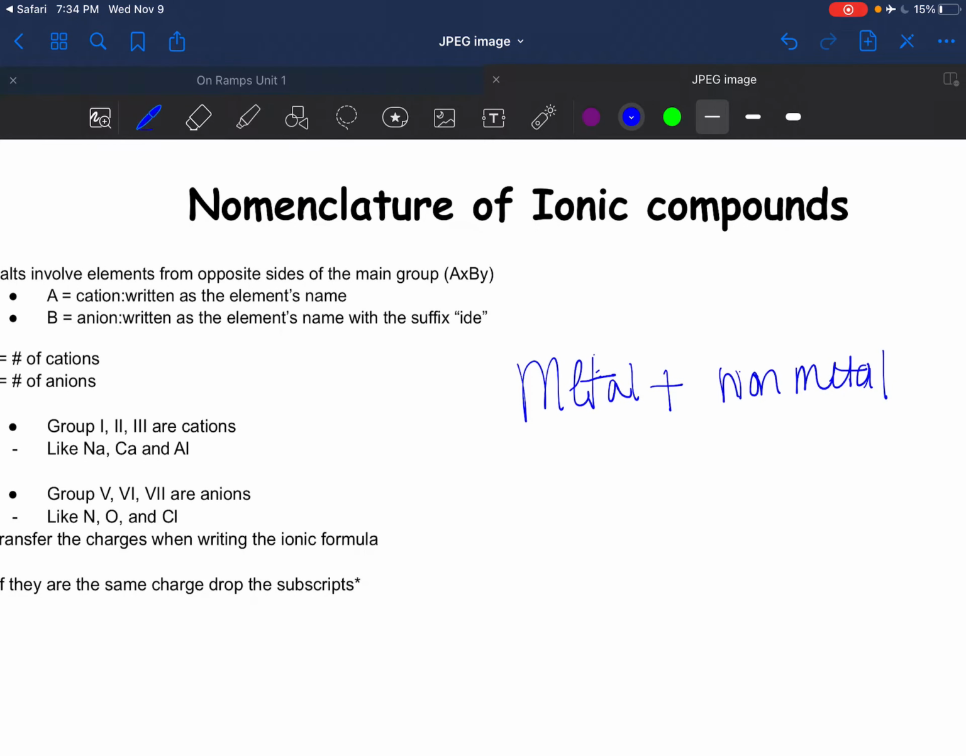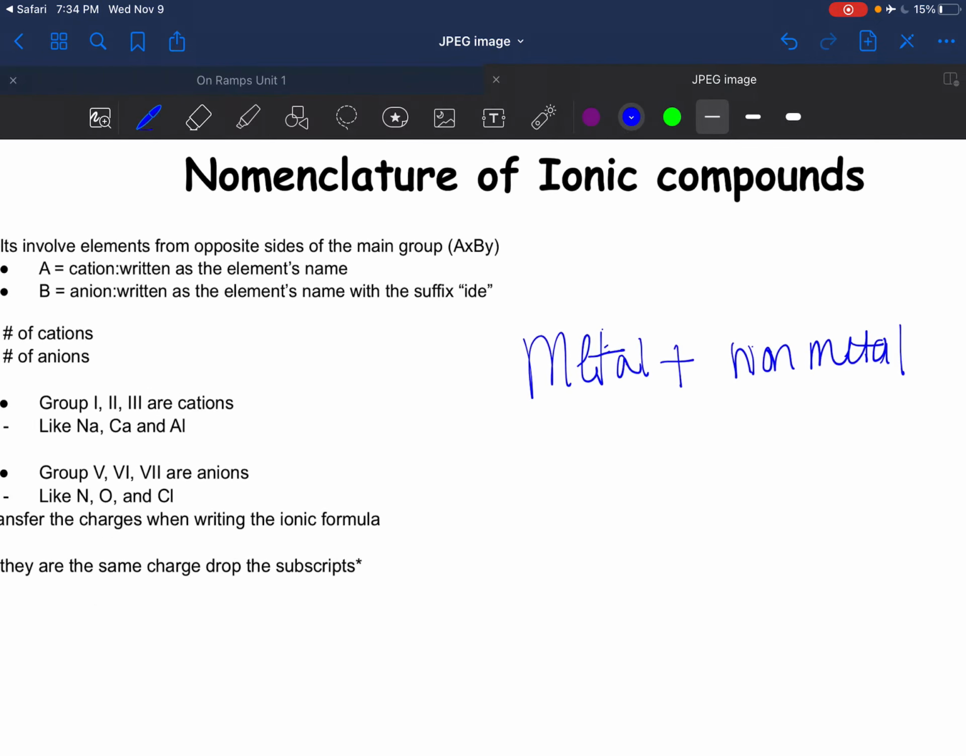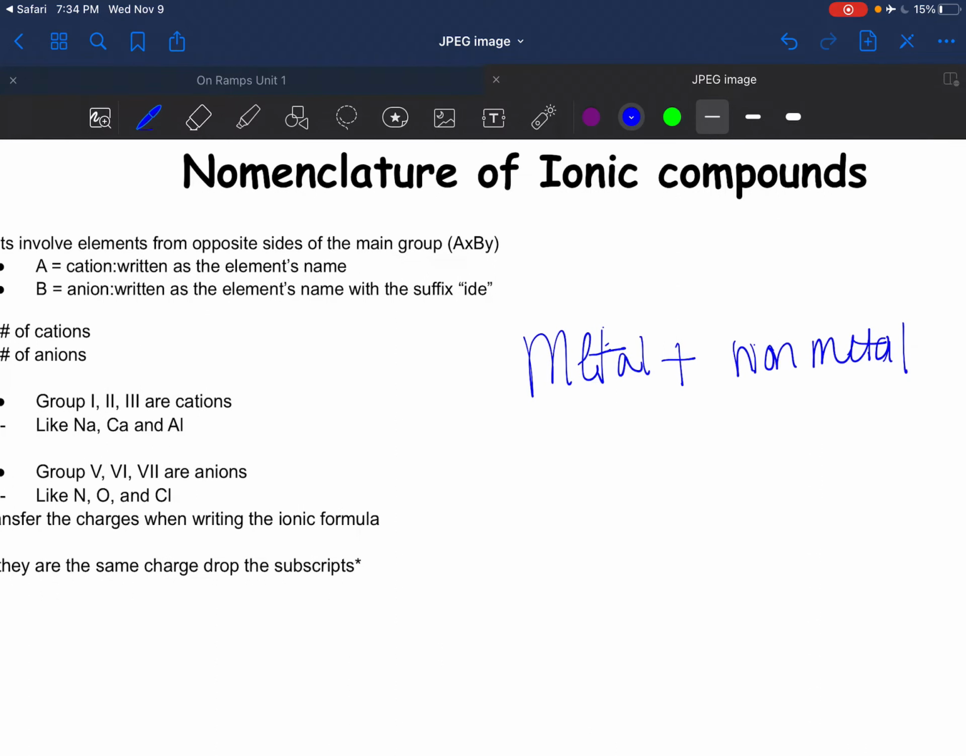A metal and a non-metal. So you're going to write the metal first as its element's name. So for instance, let's do sodium. And then you're going to write the non-metal. Let's say chlorine. And then you're going to add -ide to the non-metal. So sodium chloride.